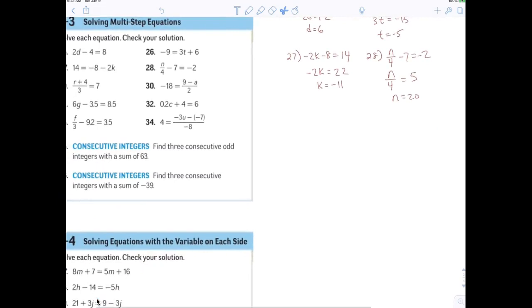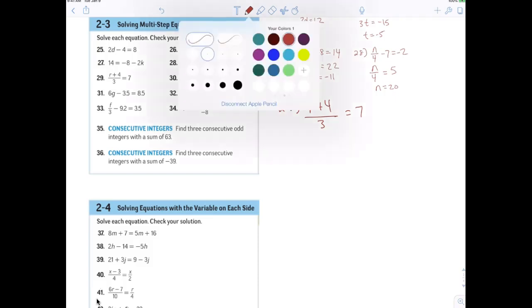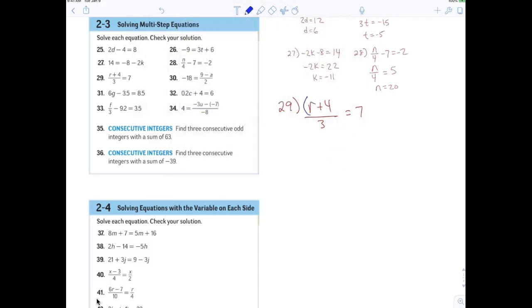So we're on what now? 29. All right, so let's take a look at 29. R plus 4 all over 3 equals 7. Now this is an exception to the rule. What do you think I have to do? Can anybody tell me? Because this is kind of like this entire quantity is being divided by 3. So what do you think I do?